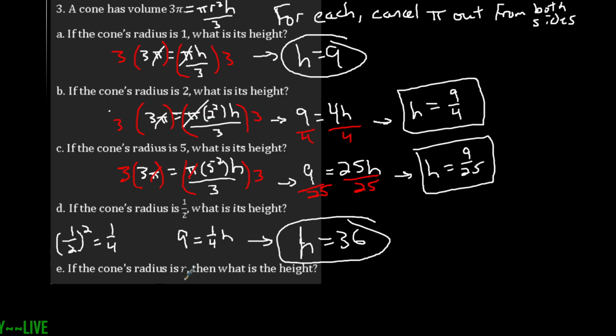And now when the radius is r, what is it going to be? We can write it like this. For this situation, h is going to be equal to 9 divided by r squared. That's just saying in general, if the volume of a cone is 3 times pi, what is going to be the height depending on what the radius is. So the height is equal to 9 divided by the radius squared.